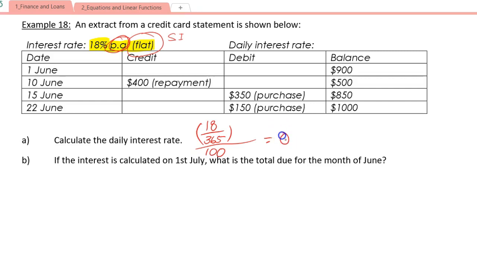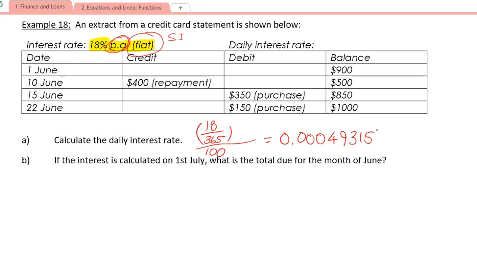So it's 0.00049315. Okay, that's the rate expressed as a decimal. If it was a percentage, it would be 0.04315%. That's the daily interest rate.